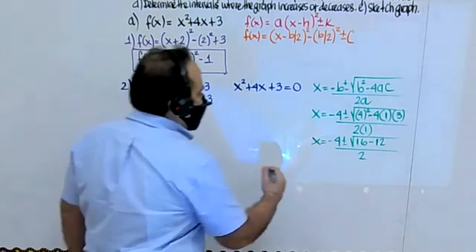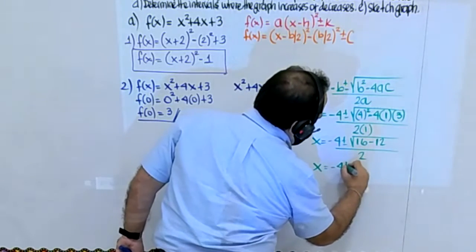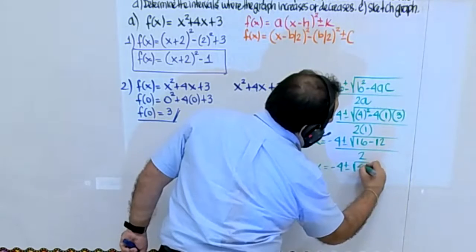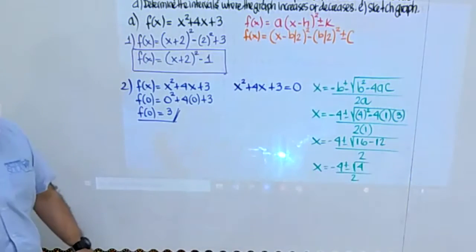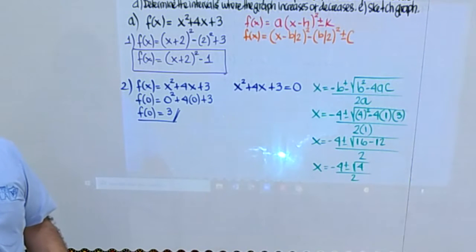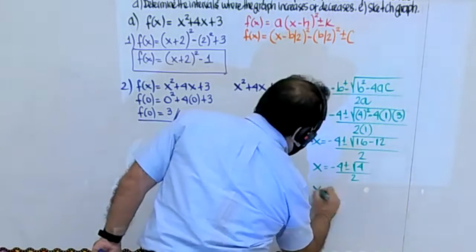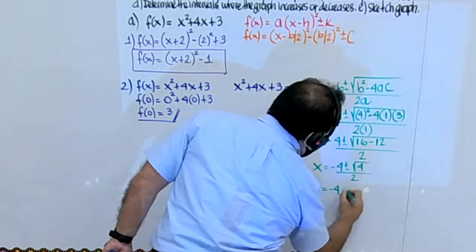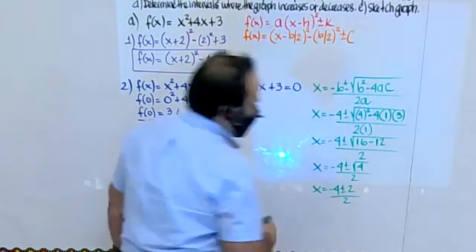16 minus 12 is 4, right? x equals negative 4 plus or minus the square root of 4, divided by 2. And what is the square root of the number 4? That will be 2, right? Perfect. So x equals negative 4 plus or minus 2, divided by 2.